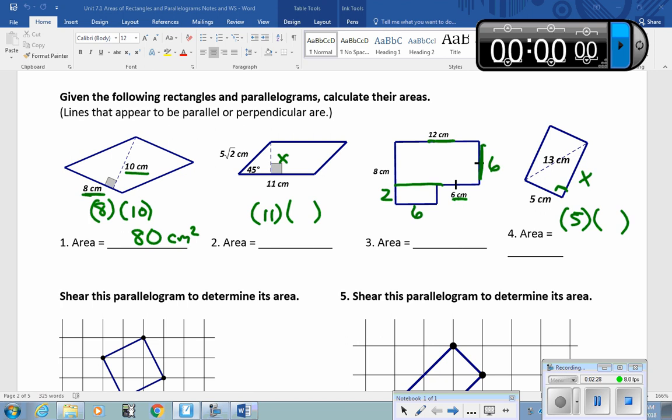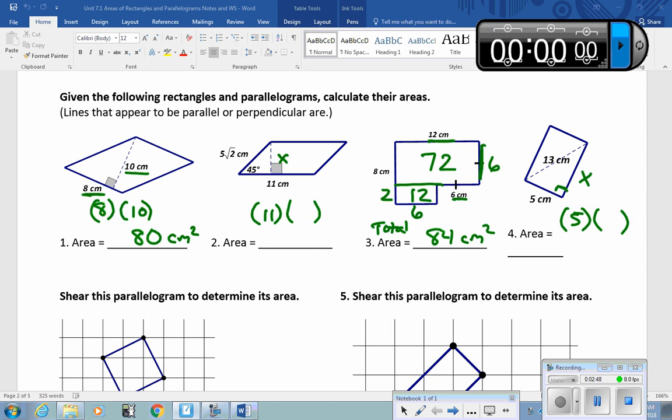So for question 3, what I want to do is multiply the base and height for each rectangle. For this top part, it's 12 times 6, which would be 72. And then 6 times 2, which is 12. So the total area for those two rectangles is going to be 84 centimeters squared.